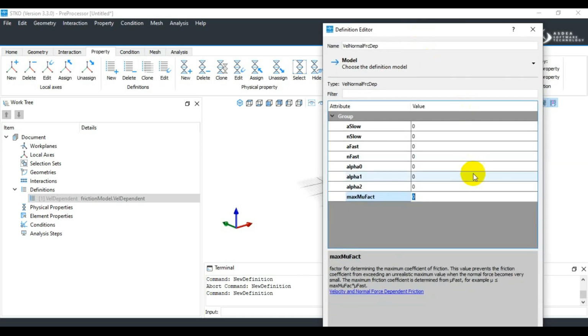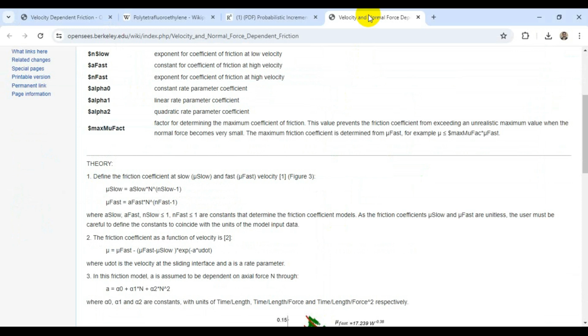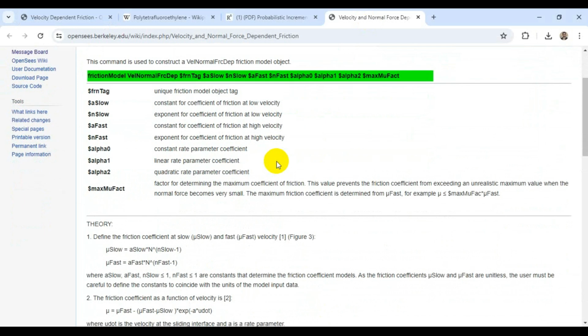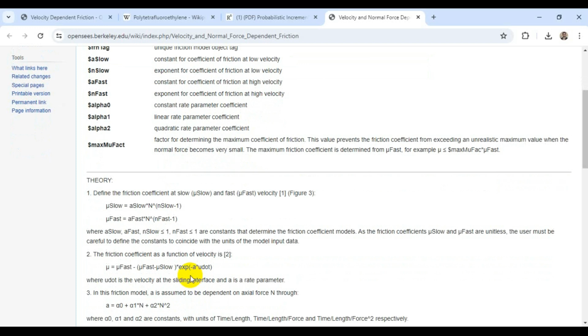coefficient of friction. And this value, as shown here, prevents the friction coefficient from exceeding an unrealistic maximum value when the normal force becomes really small. That's why this maximum friction coefficient is determined from these fast and slow determinations of the constants here. So let's look at the OpenSees command here and discuss it. These are the coefficients for the theoretical background here, and it basically covers some conditions on the definition.